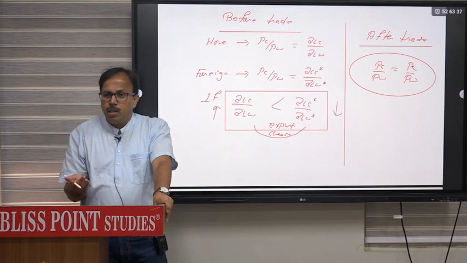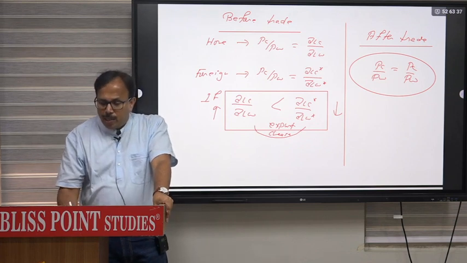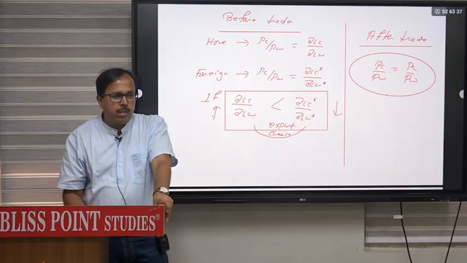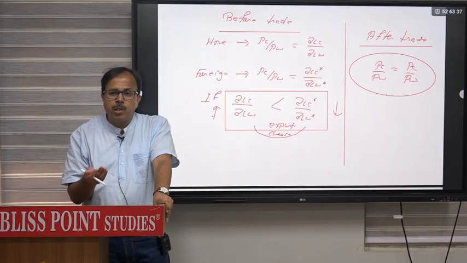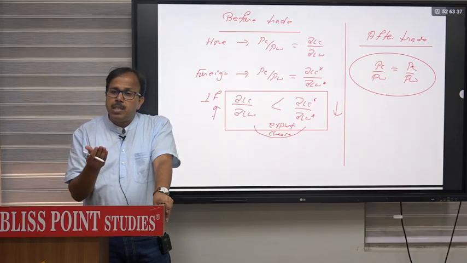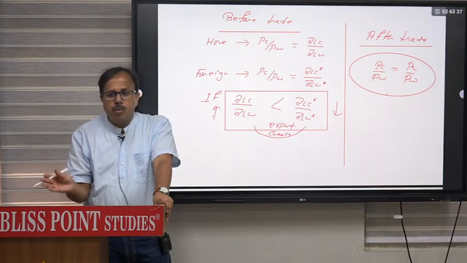So due to the difference in the relative price, there will be emergence of trade. And which country will specialize in which line of production? A country will specialize in that line of production where the relative price is more as compared to opportunity cost.